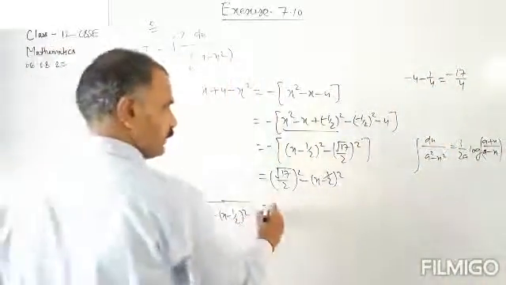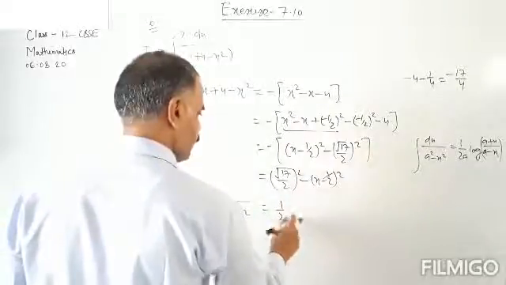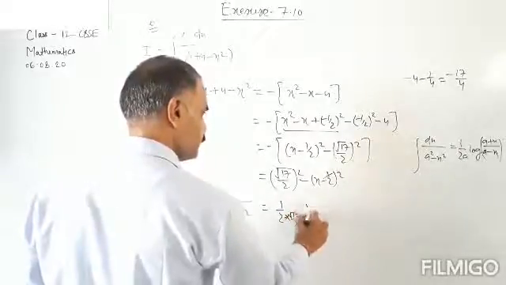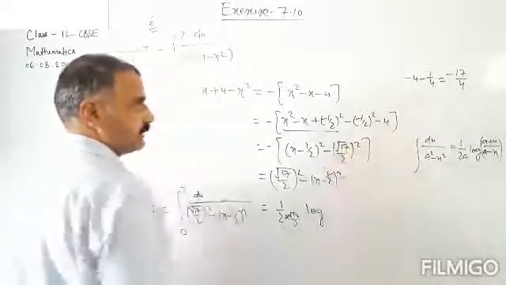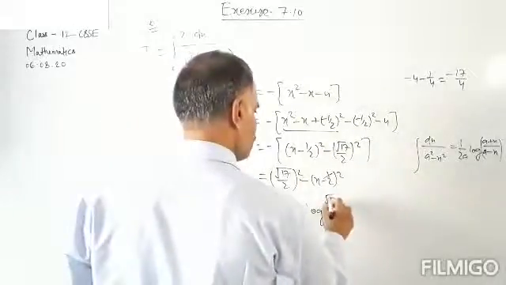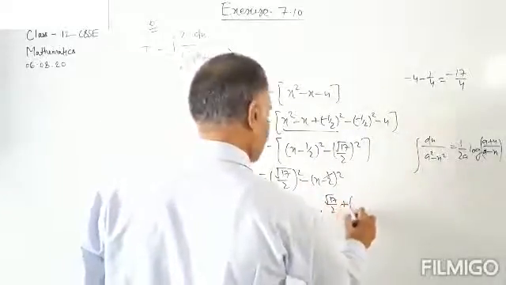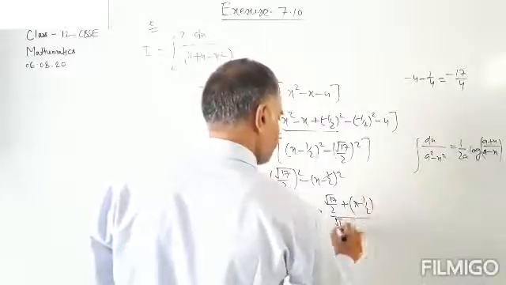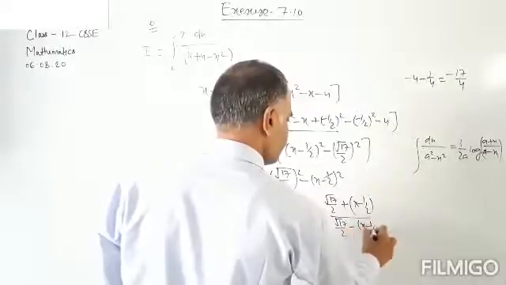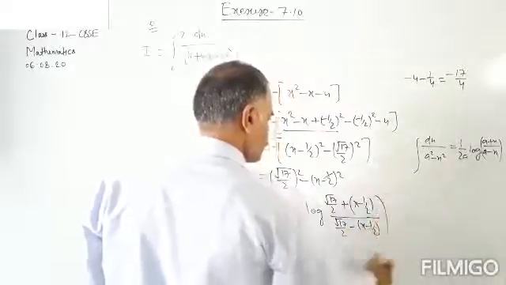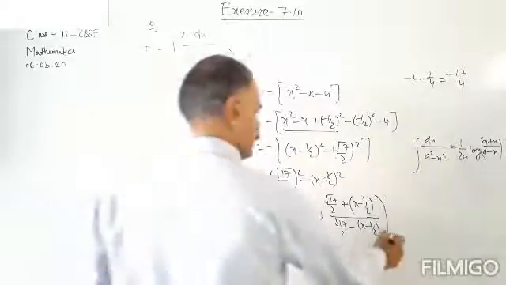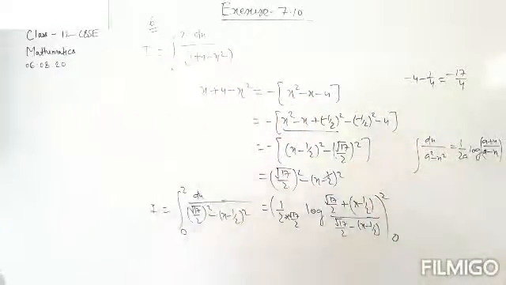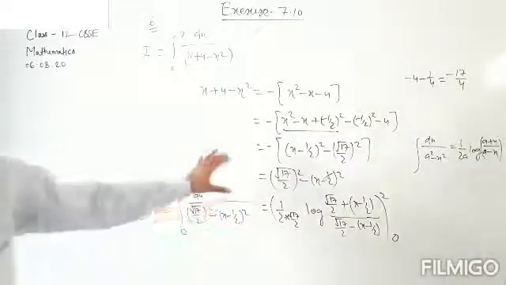So this equals 1 by 2a, a means under root 17 by 2, log under root 17 by 2 plus x minus 1 by 2 upon under root 17 by 2 minus x minus 1 by 2. Okay, so this is the integration of the given function, limit varies from 0 to 2. Okay. Now we have to simplify this.